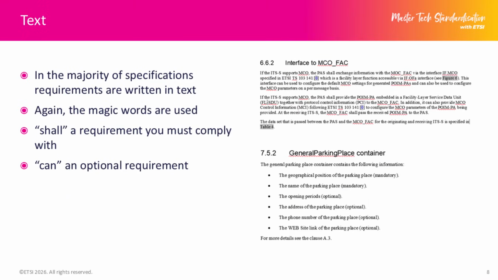Here we can see that there is a container, a general parking place container. This is describing what information is being passed between the elements. In this case, we have a geographical position and the name of the parking place. They're mandatory. Then we can add optional information on top, things like opening periods.